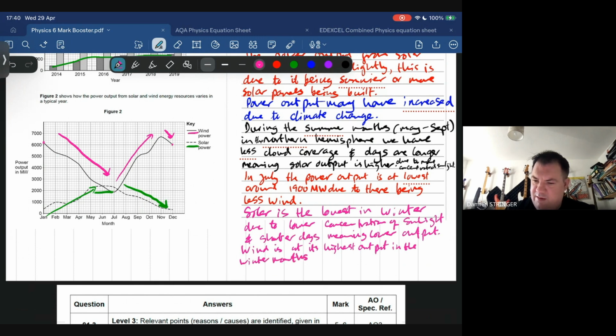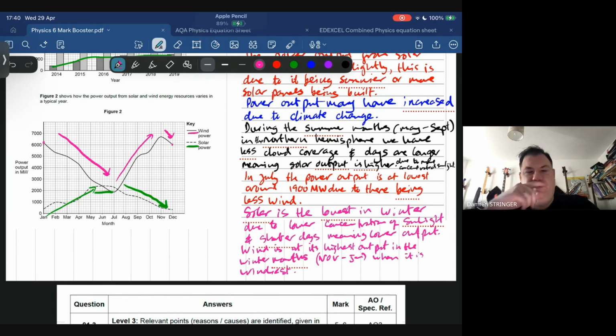I liked what you did earlier. I can't remember who did it. Might have been Louis. And you started talking about the months. So like November, December, January. November to Jan, when it's windiest. So, you know, when you do a description and an explanation and you're talking about a line going up and down, say, oh, look, it's gone up and it's because of this. Can you see how you've got another potential to score marks by also saying when it's the lowest as well? You're just covering a few more bases there.